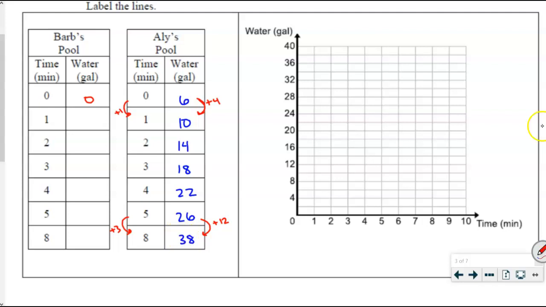Let's go on back over to Barb's pool. She starts with 0, 1 minute later, and she adds 4 gallons. So 0 plus 4 is 4. Another minute, 4 more gallons. Another minute, 4 more gallons. Same thing. 3 more minutes, that means 12 more gallons. 20 plus those 12 extra gallons is equal to 32.